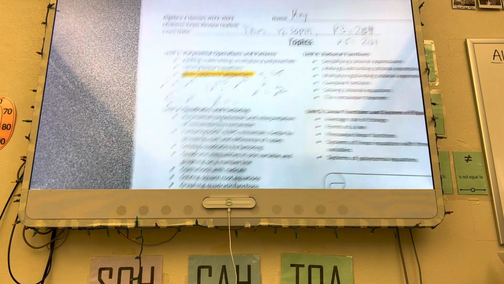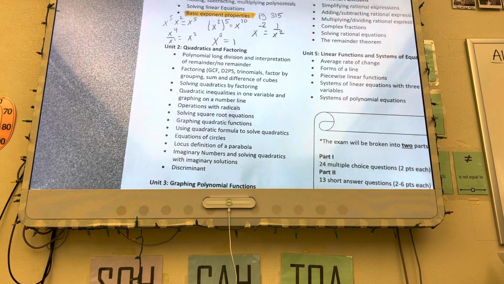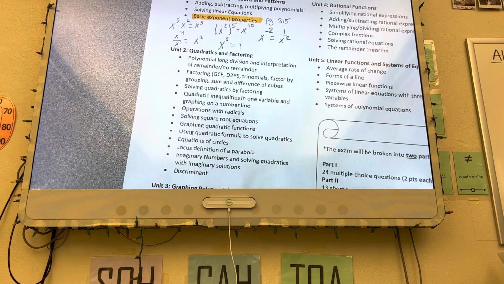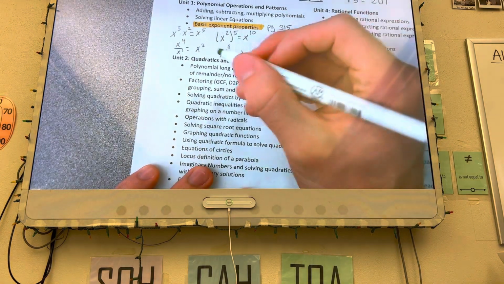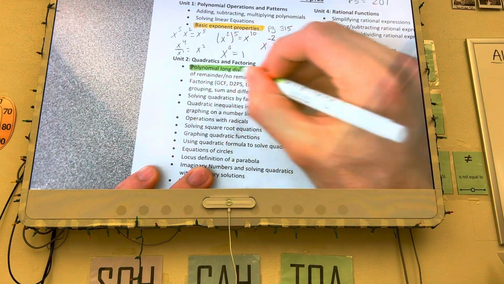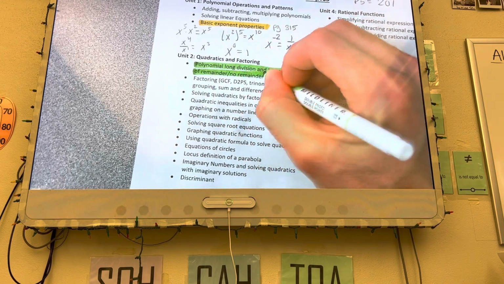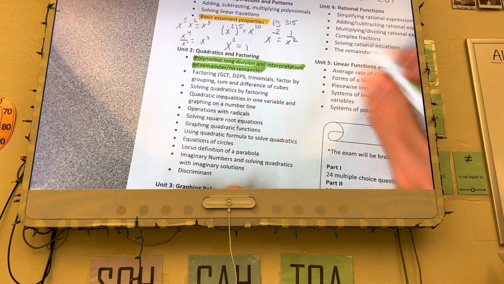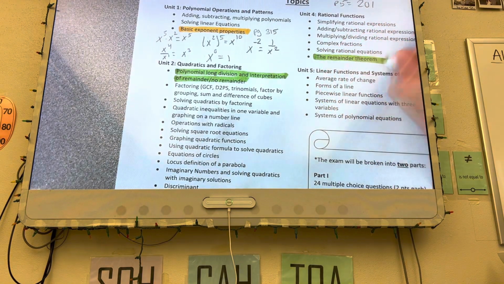Nothing major with that. Unit 2 was one of those big units. It was unit 2A, 2B, and 2C. So let's go through those pieces. Polynomial long division and interpretation of having a remainder or no remainder. So essentially, this is long division and remainder theorem. All right, so this kind of goes hand in hand with remainder theorem here. So these two.